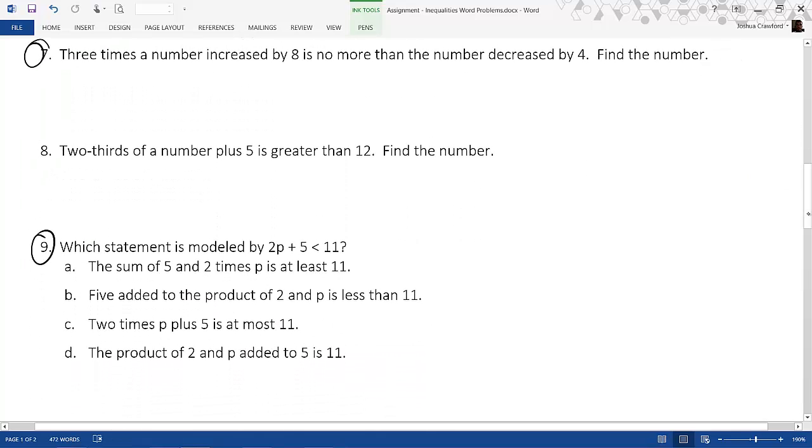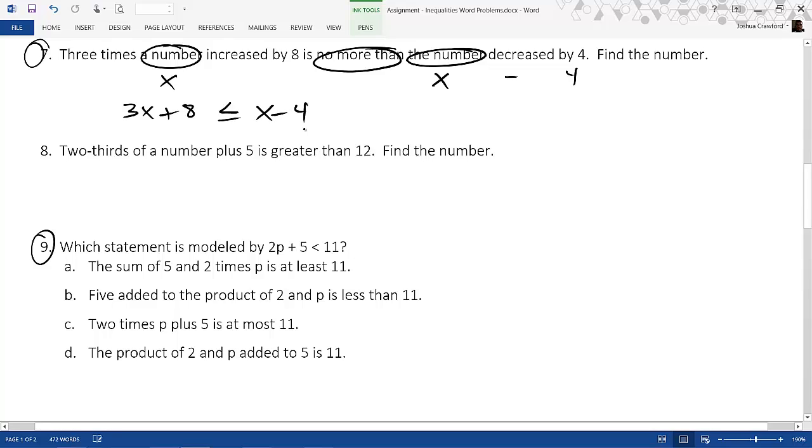3 times a number increased by 8 is no more than the number decreased by 4. Find the number. So 3 times a number, so a number is x, so 3 times x, 3x, increased by 8, plus 8 is no more than that. So no more than. So this can't be more than the right side of the equation. So it'll be less than, but it doesn't specifically say that it can't equal it. So you can also say is less than or equal to the number decreased by 4. So x minus 4.